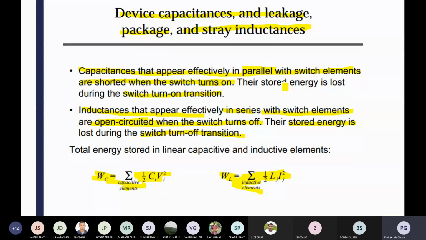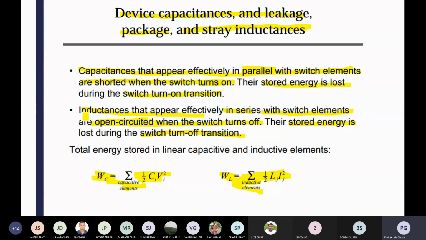Only the turn on condition shows the stored energy lost during the turn off transition. So that amount of energy is there for the turn off conditions. That's the basic reason. In case of inductance the reverse thing also happens. So if it is related to turn on, in turn off condition we are considering the inductive property. Are you getting my point? Yes, sir. Okay.